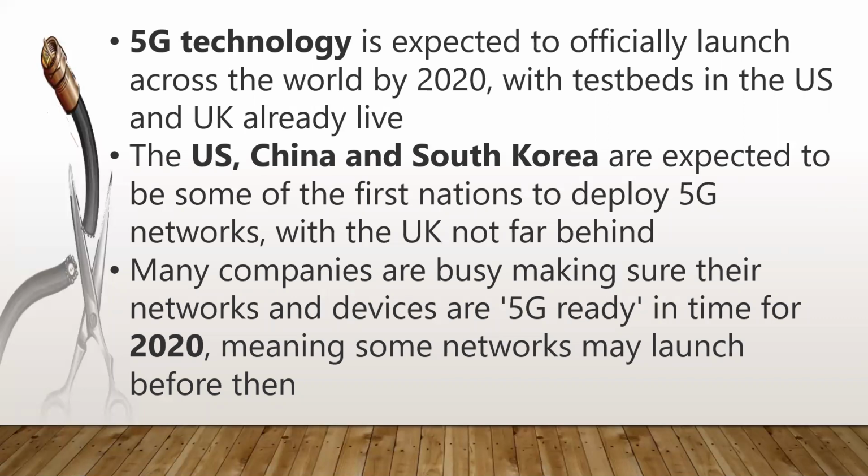several people are really concerned that China is going to go really strong with 5G much quicker than we are, and they're going to be really connected and not connected with the rest of the world, but have their own 5G network, so they can pump out the information they want in their area, but it's also going to be able to get information out to their entire population much easier. Many companies are busy making sure their networks and devices are 5G ready in time for 2020, meaning some networks may launch before then.